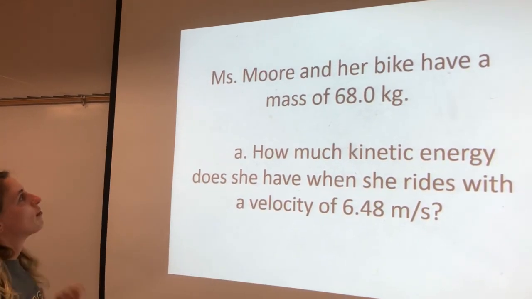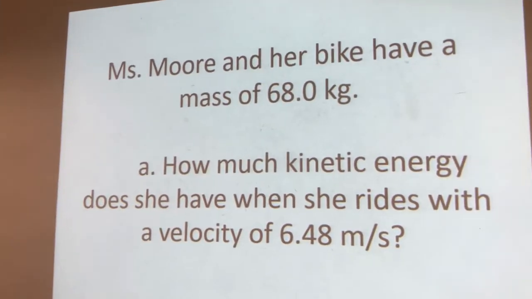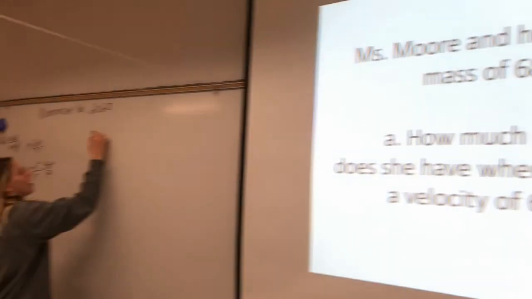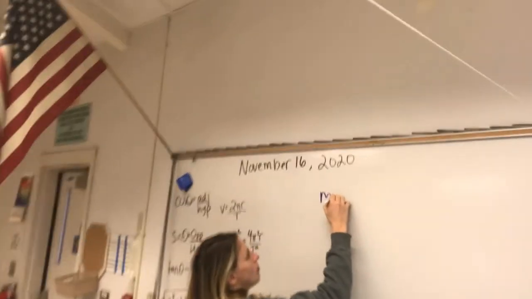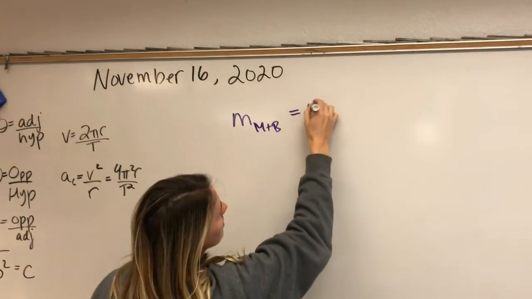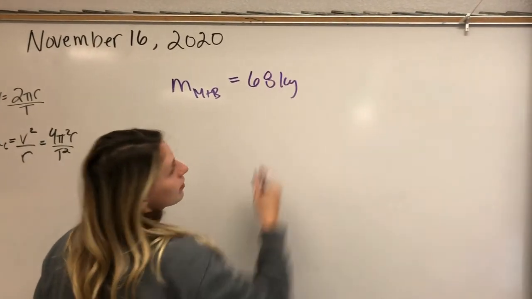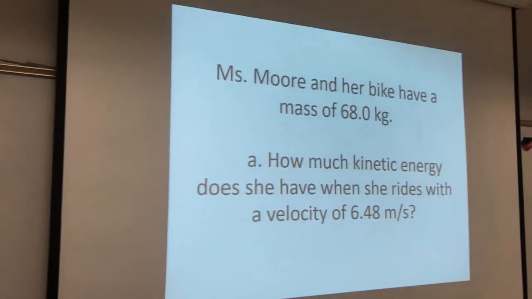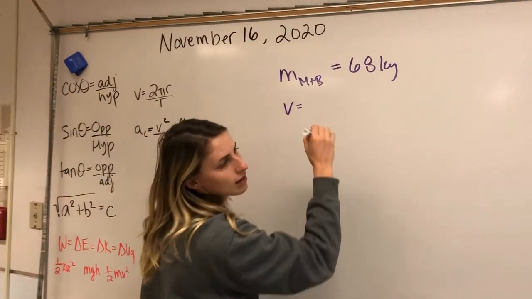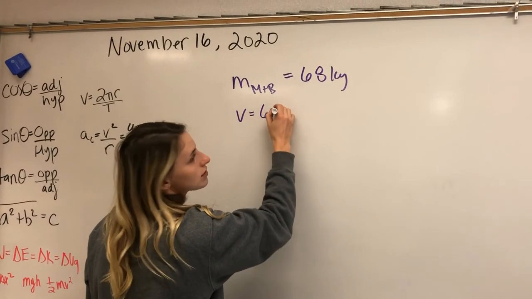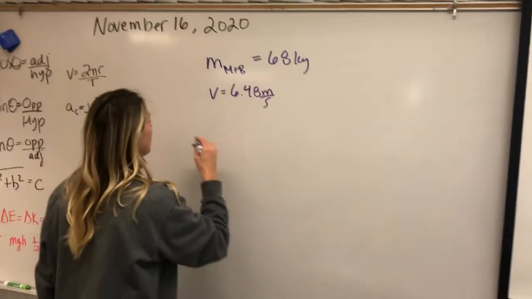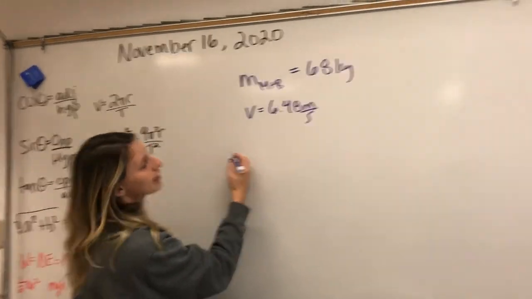Okay, let's do your practice problem. Miss Moore and her bike have a mass of 68 kilograms. So mass, I'm going to put Moore plus bike, M plus B is Moore plus bike, 68 kilograms. How much kinetic energy does she have when she rides with a velocity of 6.48 meters per second?